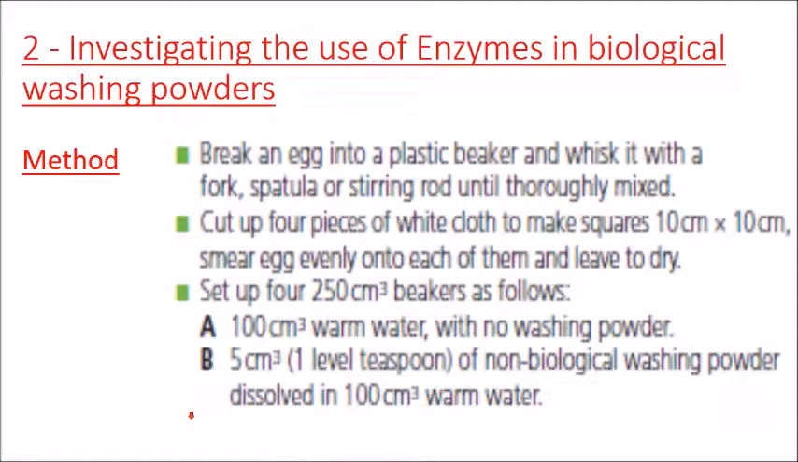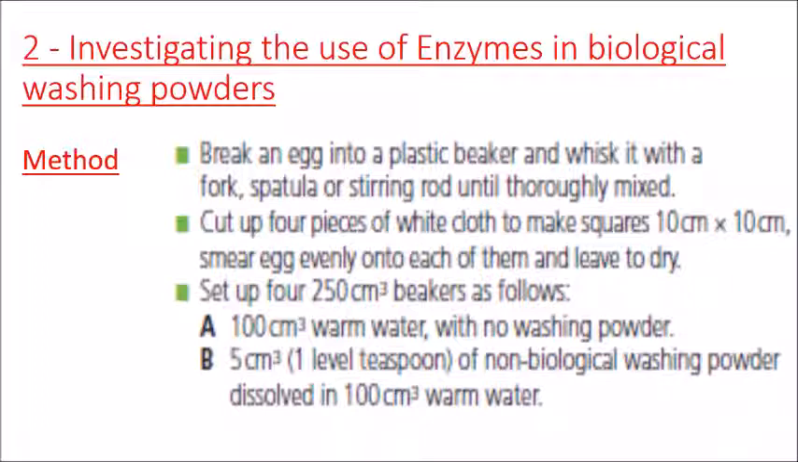So the investigation involves eggs. You take some egg, you've got the yolk and the white. The white bit's protein and the yolk bit's fat and protein. So you stir it all up, and then you add it to 4 pieces of cloth so that they're now stained, and you leave them to dry, and you're going to put them in 4 different beakers, beakers A, B, C and D.